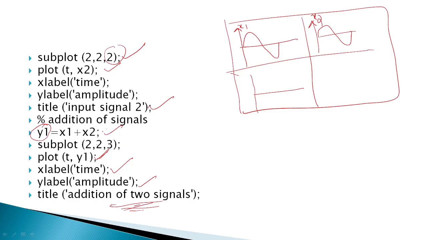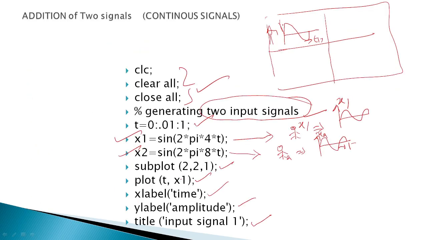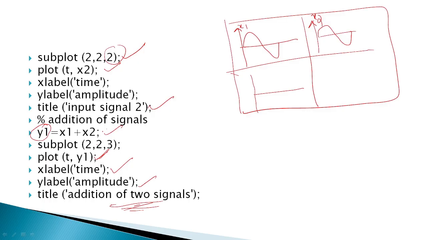We need to type that. I am explaining again. So this is the signal 1 generation, signal 2 generation. Here we need to plot signal 1, with x label time and y label amplitude. Here this is the signal 2 plot. We are plotting signal 2, that is x2, and after the two signals generation we need to add the two signals, y1 equal to x1 plus x2. So like this we need to write the code using MATLAB.